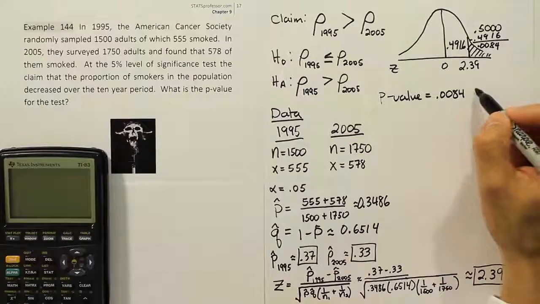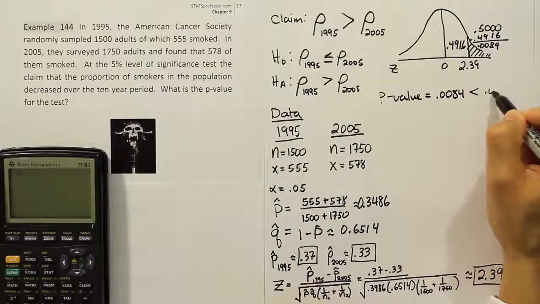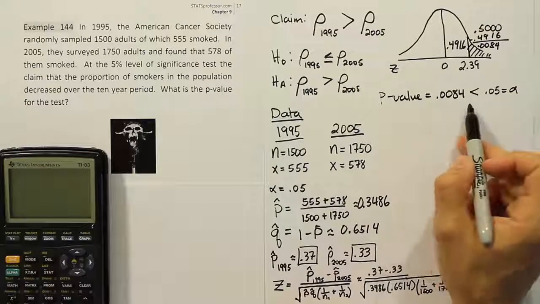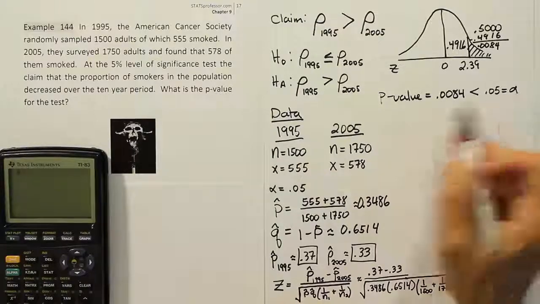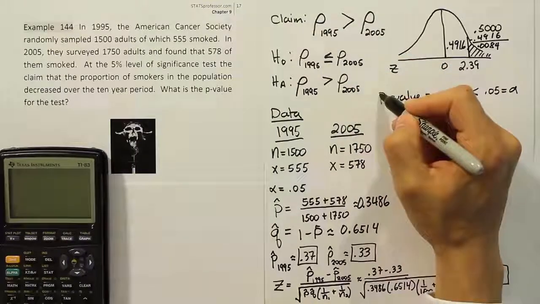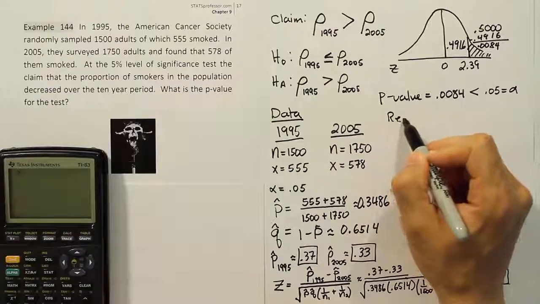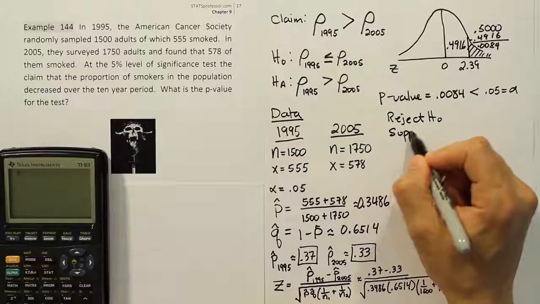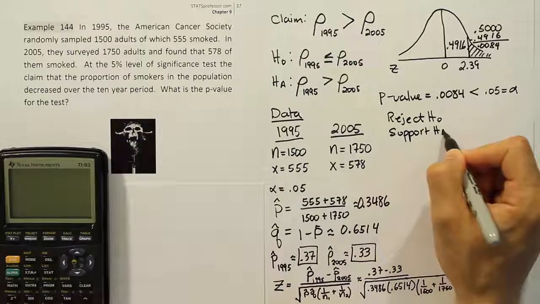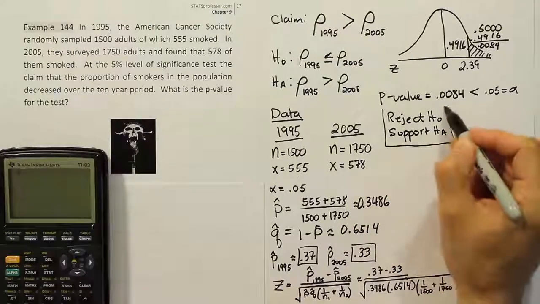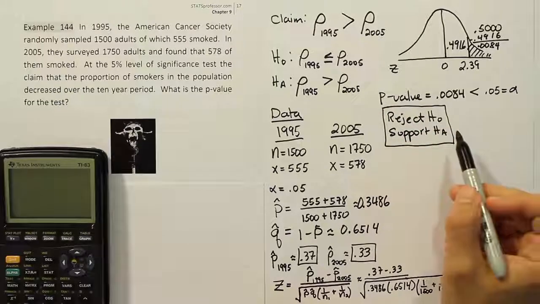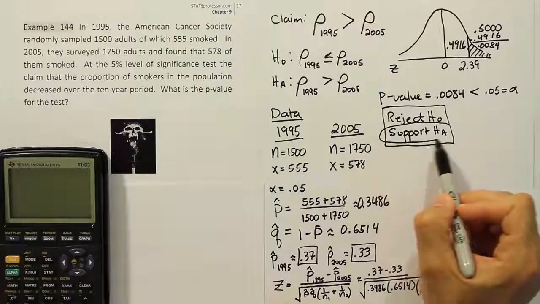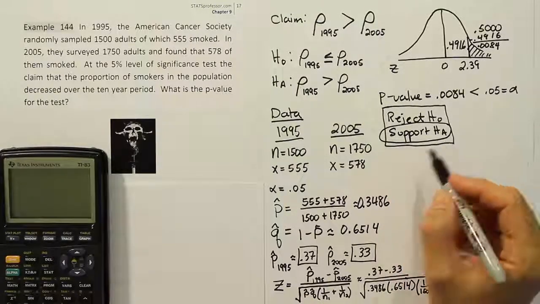Well, I would say that that is less than our alpha of 0.05. And because of that, we're going to say the p-value is small. And because it's small, it's going to cause us to reject the null hypothesis. So we're going to say reject the null and therefore support the alternative HA. All right, from here, we look at the claim and we say, hey, the claim is the same as the alternative hypothesis, so we should support it. So we're going to support the claim then.